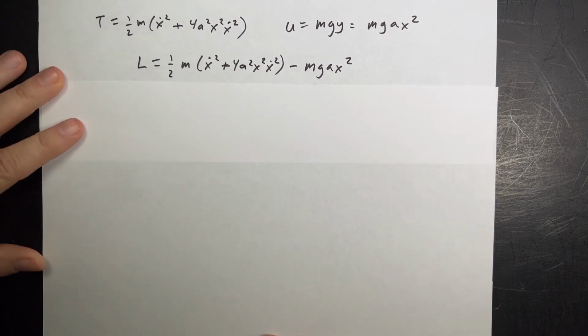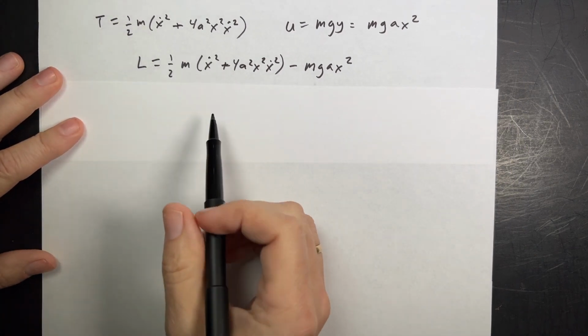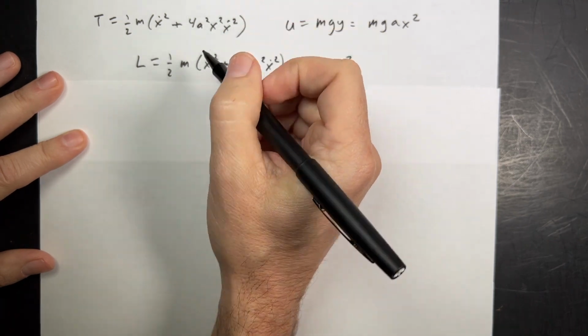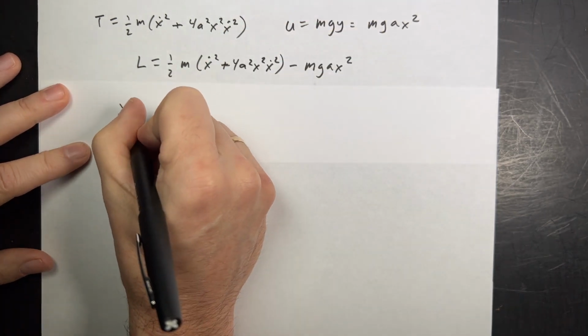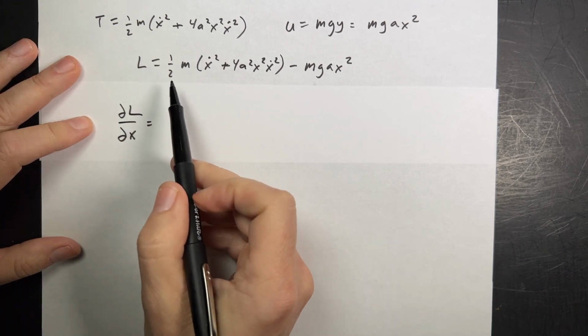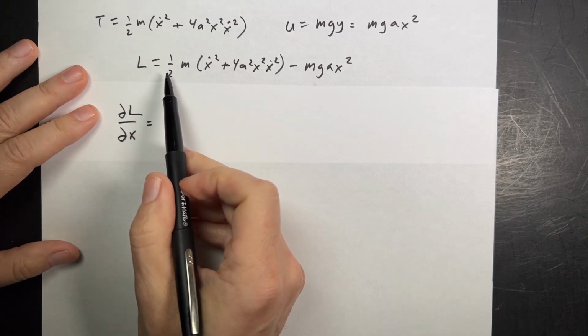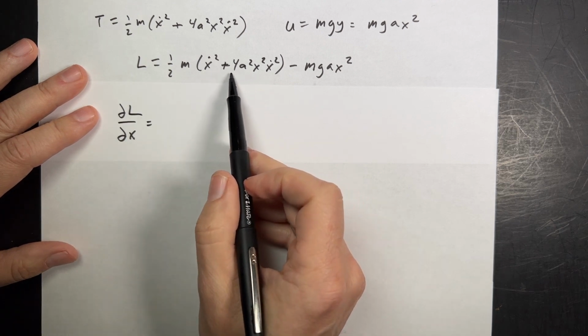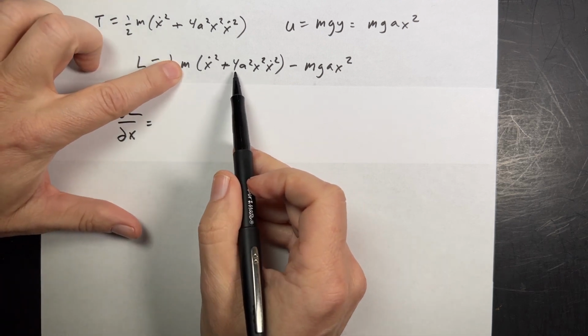Okay, so let's start up here with this. I'm going to start with the partial of L with respect to x. You can't see that, I'm pointing at stuff you can't see. The partial of L with respect to x. So I'm going to just go through. I'm taking a partial derivative, so it's only things that depend on x. x dot doesn't count. This does count. So here I have a 1/2 m times all of that.